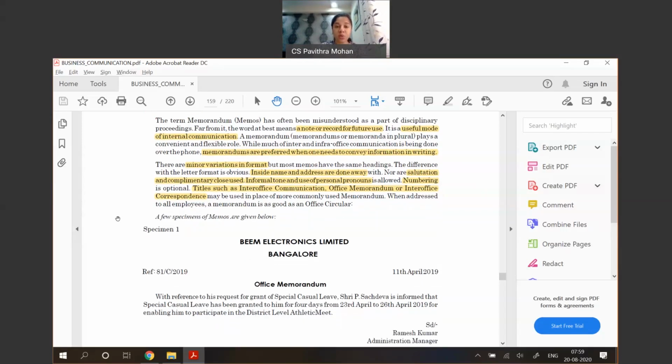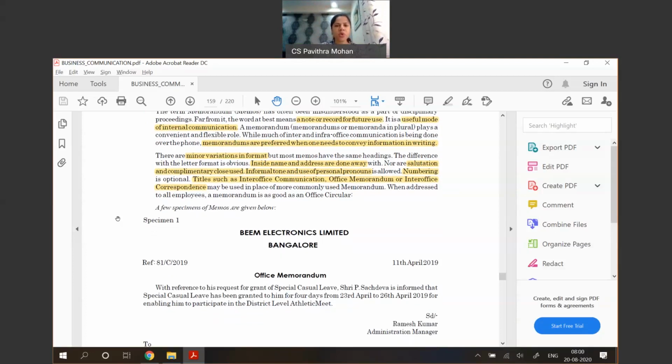So we have covered what internal and external communication within the organization is. If I communicate inside the organization, it will be considered internal. If I communicate with the external world, it will be considered external communication. Memorandum is shortened to memos. They are preferred when one person has to give certain information in writing to another person.